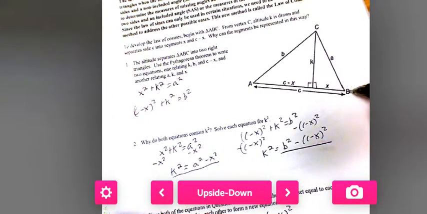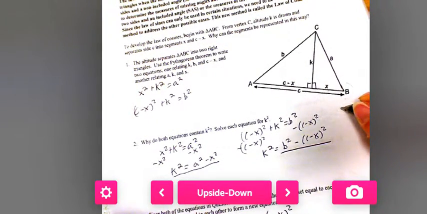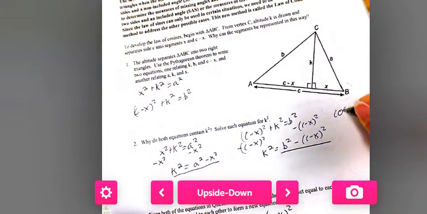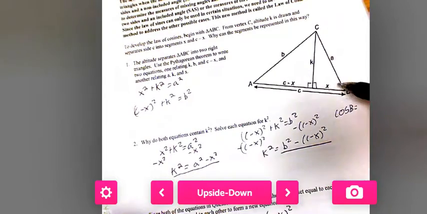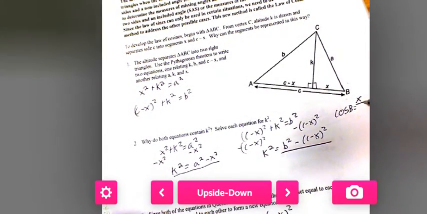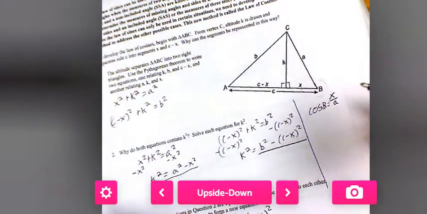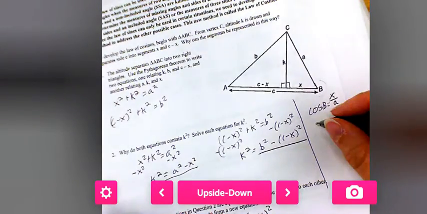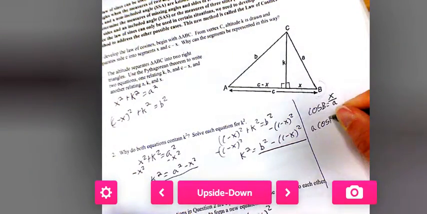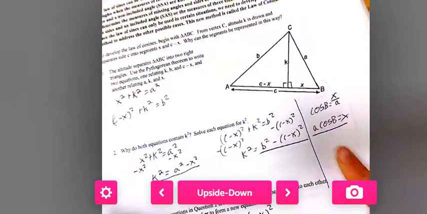I'm going to do a cosine of b. Okay? So if we're doing cosine of b equals the adjacent x over a. See that right there? Now I'm going to solve for x. So I'm going to say a cosine b equals x. So everywhere I see an x, I can replace with a cosine b. A cosine b. Okay.